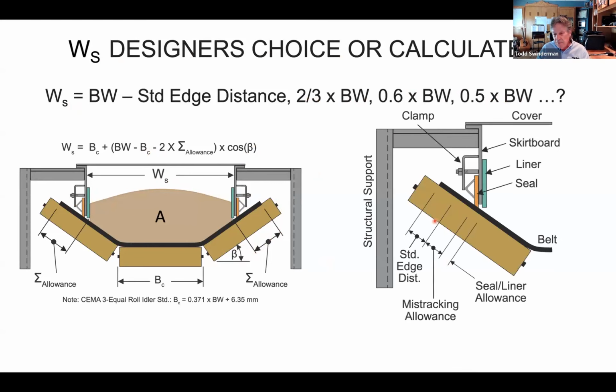And what we get is there's actually 3 things we need to be concerned about. We need the standard edge distance. How much is the belt going to mistrack during normal operation? And then how thick is our whole sealing and wear liner system here? We add those all up, that's our allowance, which should give us a beginning point in our design to determine where our skirt boards would be placed.